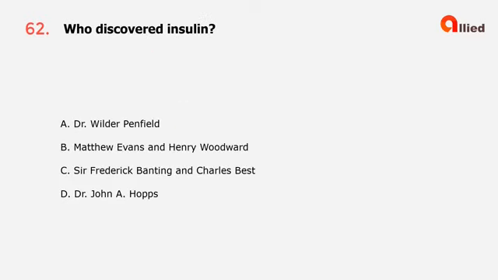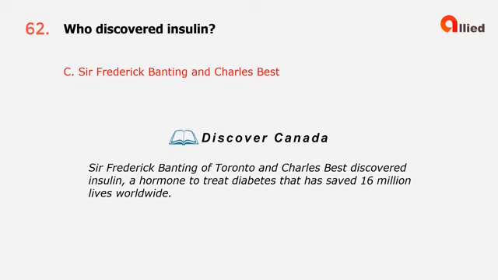Question 62. Who discovered insulin? A. Dr. Wilder Penfield. B. Matthew Evans and Henry Woodward. C. Sir Frederick Banting and Charles Best. D. Dr. John A. Hops. The answer is C. Sir Frederick Banting and Charles Best.